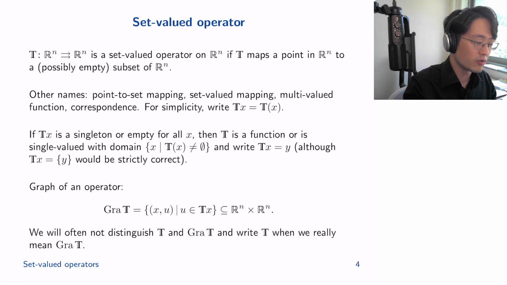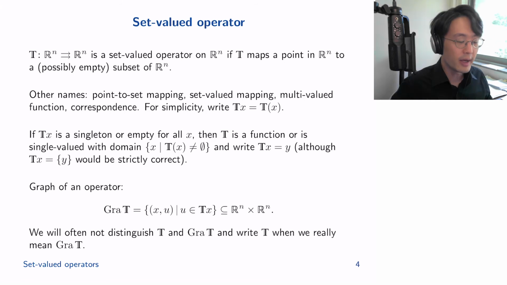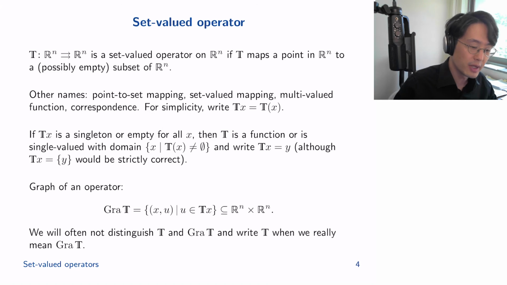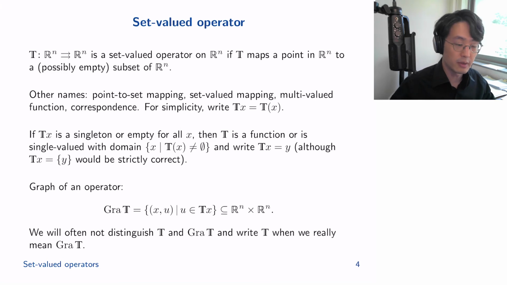So usually when you define the domain and the range of a function or an operator, you do so with a single arrow. But here, instead of using a single arrow, we have a double arrow. And this double arrow is used to denote set-valuedness. What this type of operator does is take in as input a point, a vector in Rn, and then the output of the operator is a subset of Rn, and the subset can also be empty.